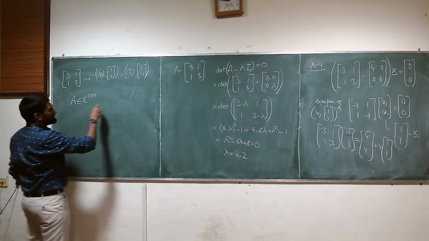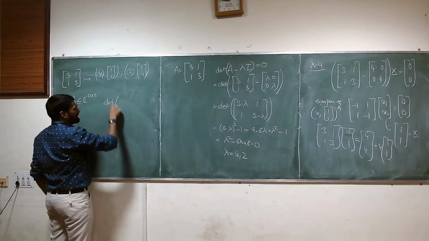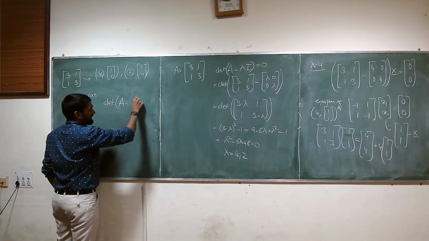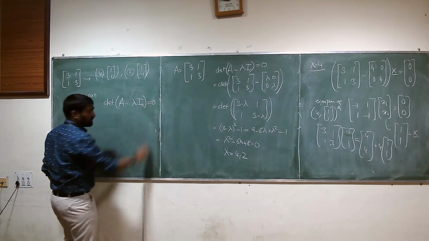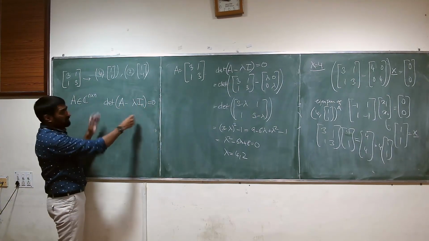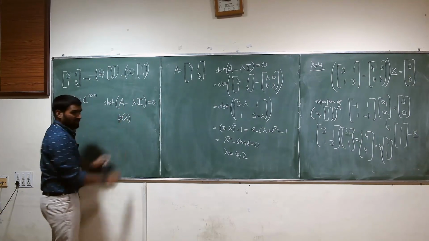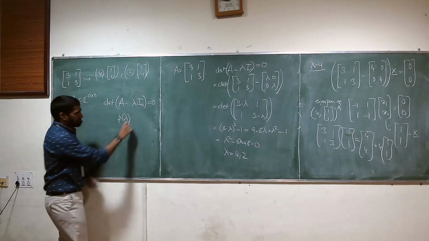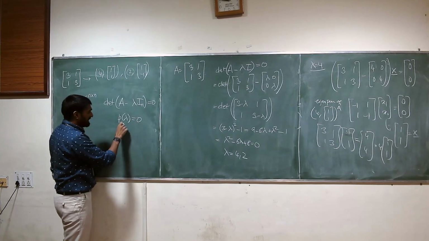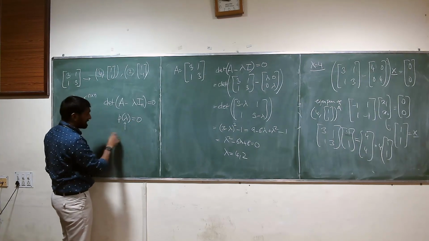you do the same thing. To find the eigenvalues, you take the determinant of A minus lambda I_n and equate it to 0. Compute the determinant, get some p of lambda, equate it to 0, and find the roots. If it's an n cross n matrix, this will be an nth order polynomial.